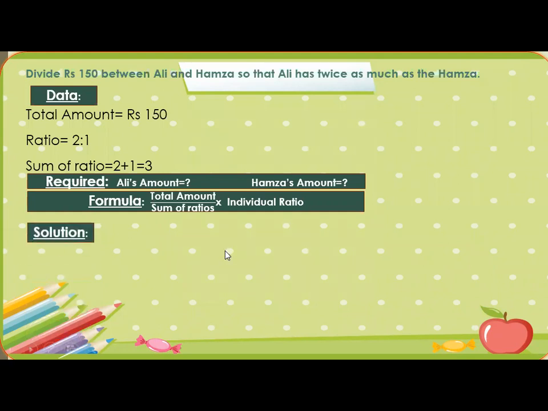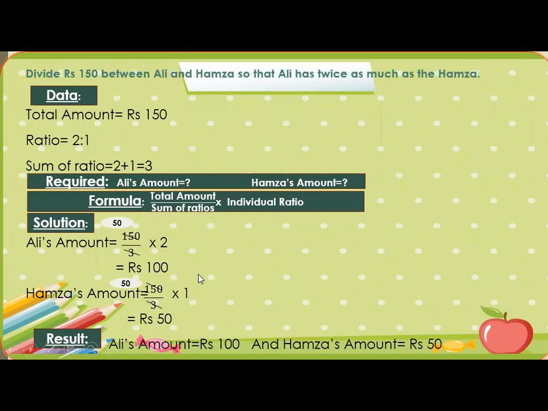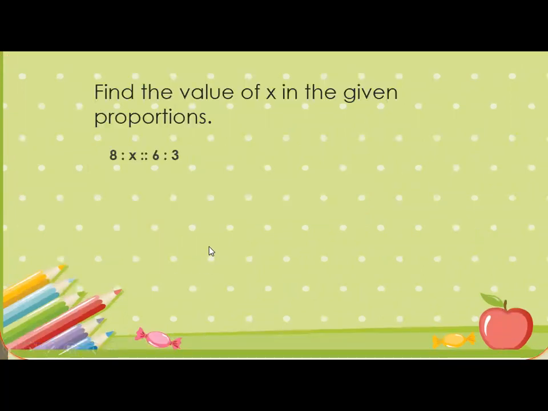So, bete, look at the solution carefully. 3 ones are 3, 3 fives are 15, 0. Jay Kumar, look at the simplification. 5 twos are 10. So we get rupees 100. Is it clear now? What about Hamza's amount? Again, we get 50. 3 fifties are 150. We get rupees 50. So here we get 100 and rupees 50 making 150.